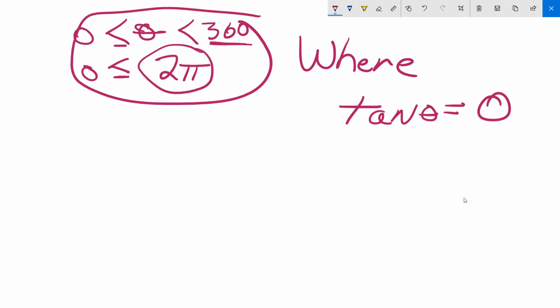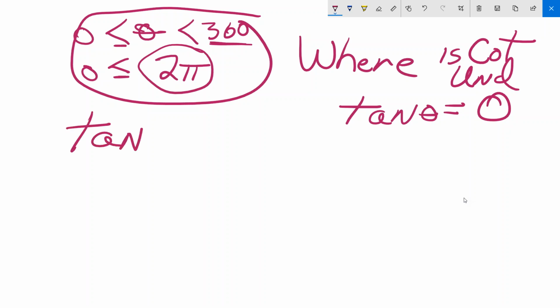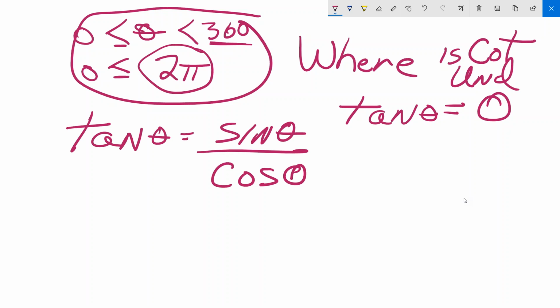So when they ask where cotangent is undefined, it's the same thing as asking where tangent is equal to 0. Okay? Now, tangent of theta equals the sine of theta divided by the cosine of theta. That's a key identity. You want to lock that in your memory banks. Okay?